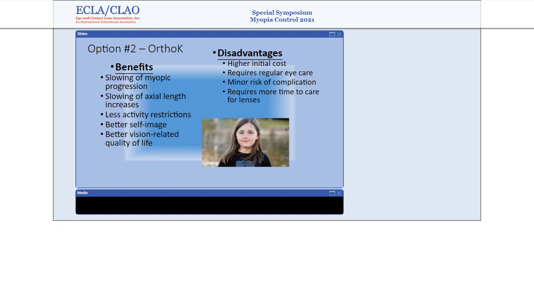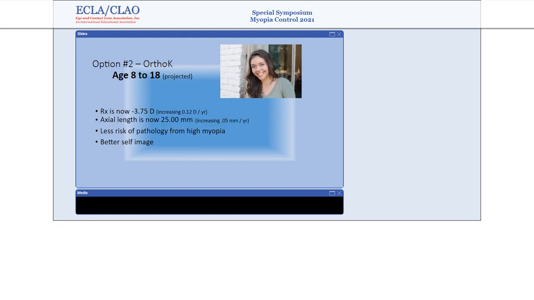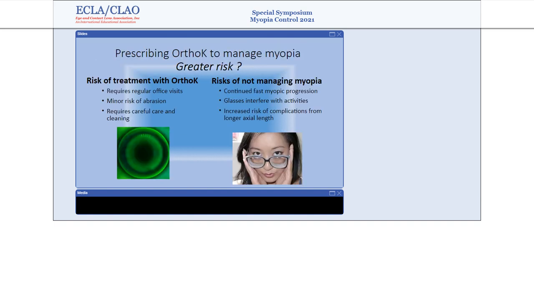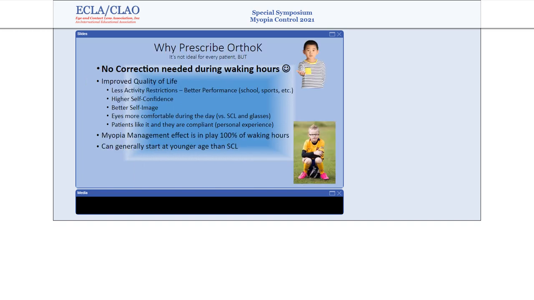This second option is an OrthoK patient. You are slowing down her myopia, and 10 years ahead for this patient, she's probably about a minus 3.75, in a 25 millimeter axial length. So, again, the two questions: is there a greater risk for OrthoK treatment or not managing the myopia? And I think overall that it's a lot less.